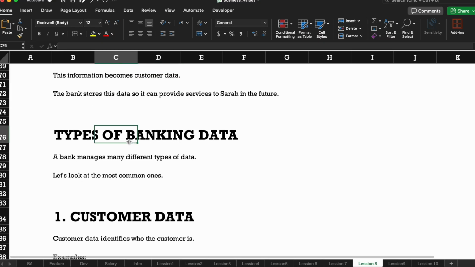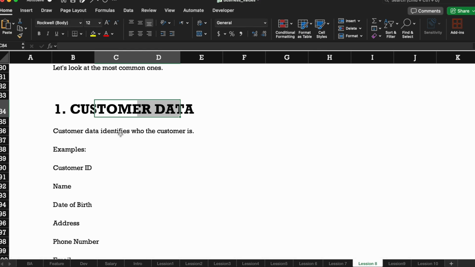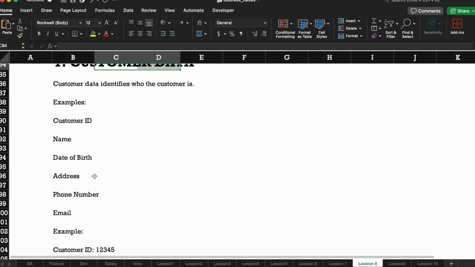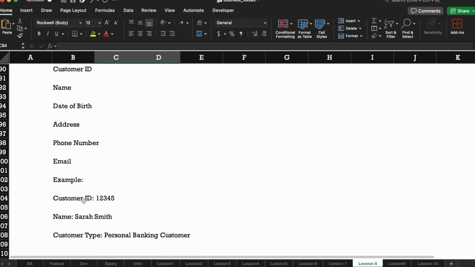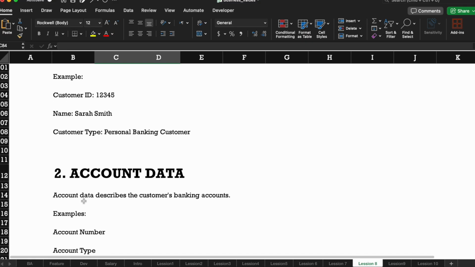Types of banking data. Banks manage many different types of data. Let's look at the most common ones. Customer data. Customer data identifies who the customer is. Example: customer ID, name, date of birth, address, phone number, email. Example: customer ID, Sarah's name, customer type.